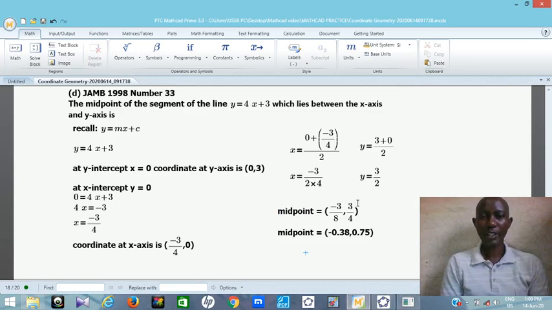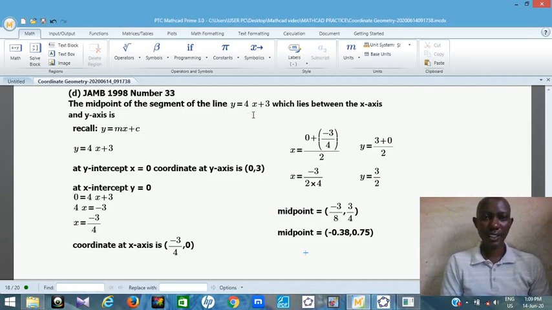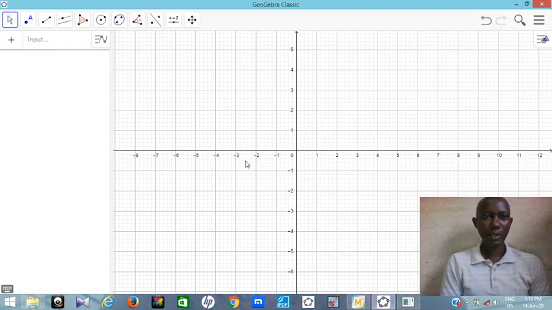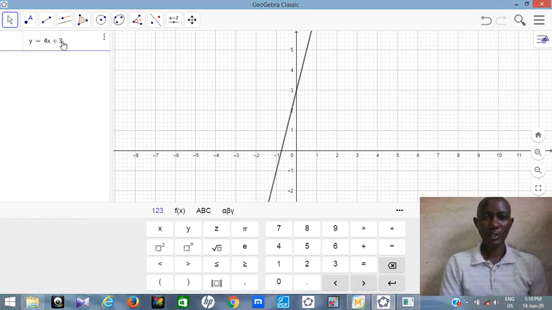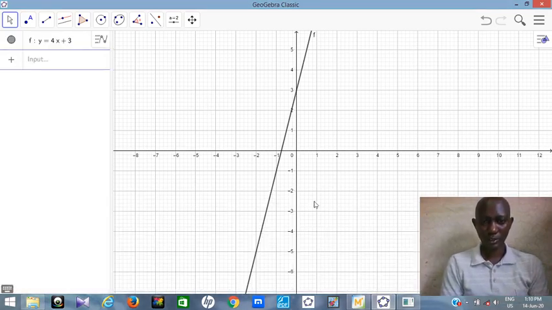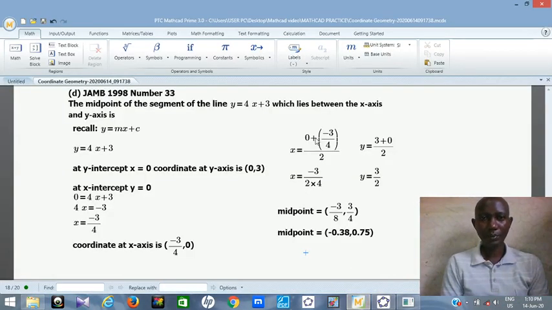It's minus 3 over 8, comma 3 over 4, or in decimal form is minus 0.38, comma 0.75. Let me test it and see if that is truly the answer using GeoGebra. So the equation we have says y equals 4x plus 3. And remember, I told you that the y-intercept is 3.